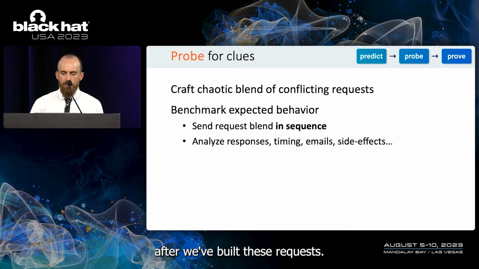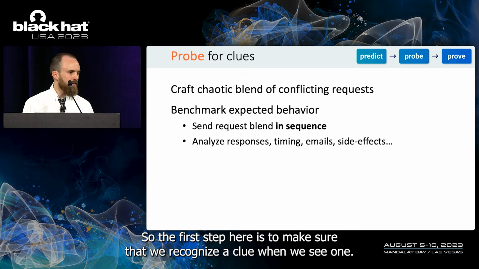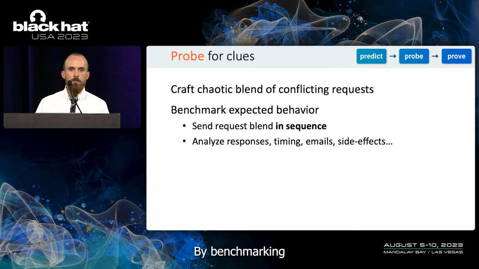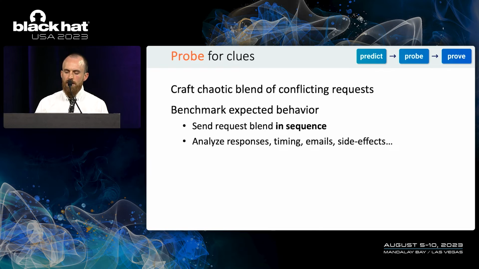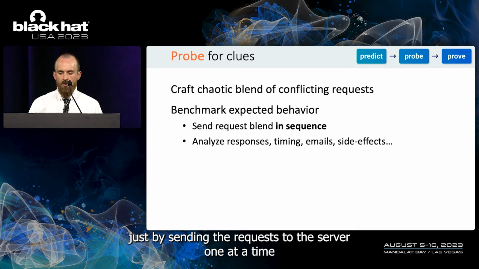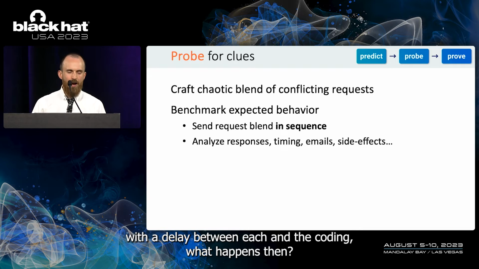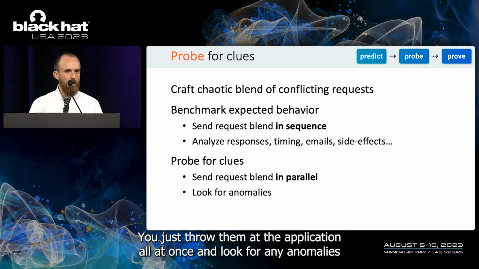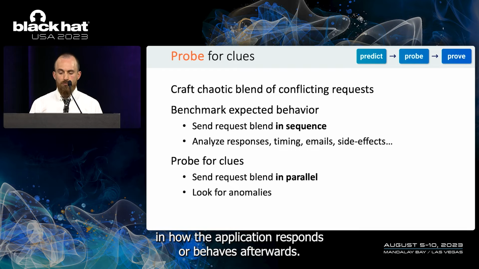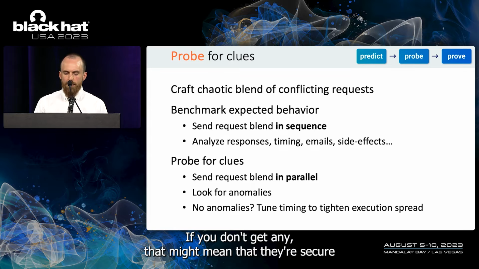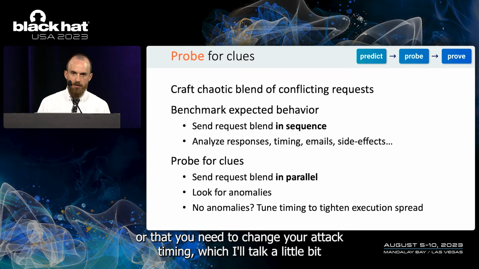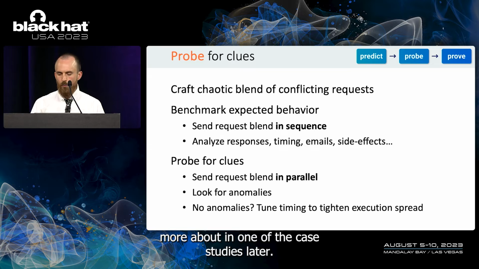After we've built these requests, it's time to use them to probe for clues. So the first step here is to make sure that we recognize a clue when we see one by benchmarking how the application behaves when we don't trigger any race conditions, just by sending the requests to the server one at a time with a delay between each and recording what happens. Then you just throw them at the application all at once and look for any anomalies in how the application responds or behaves afterwards. If you don't get any, that might mean that they're secure or that you need to tune your attack timing, which I'll talk a little bit more about in one of the case studies later.